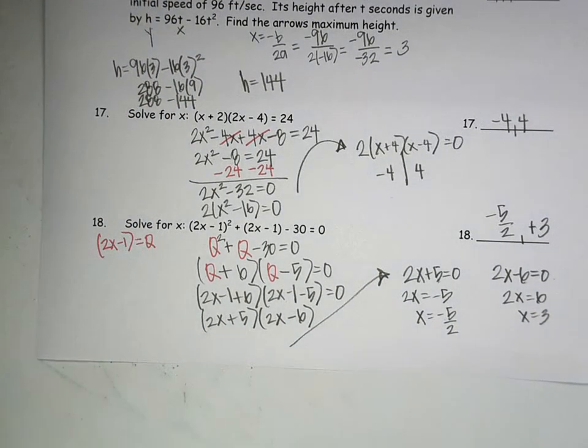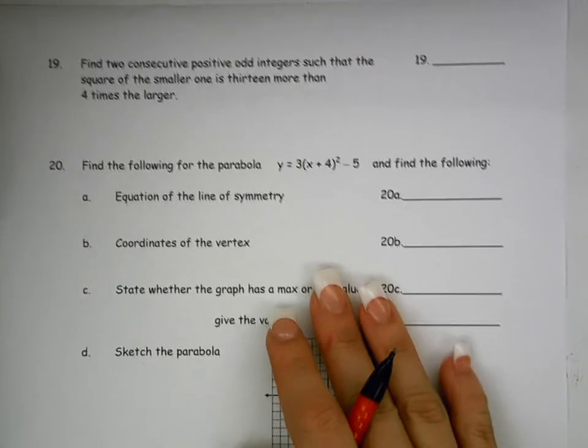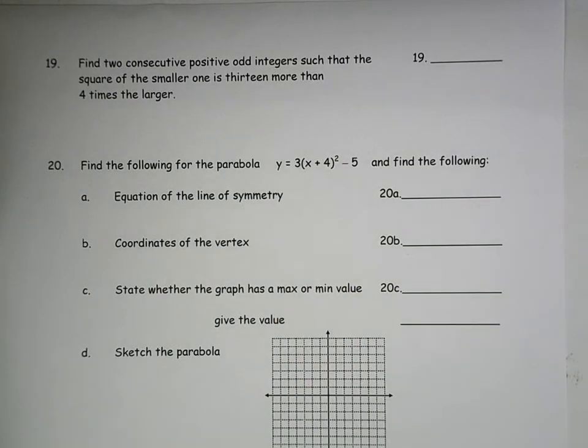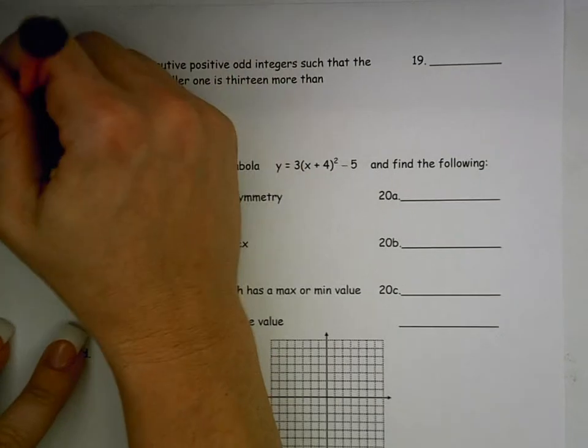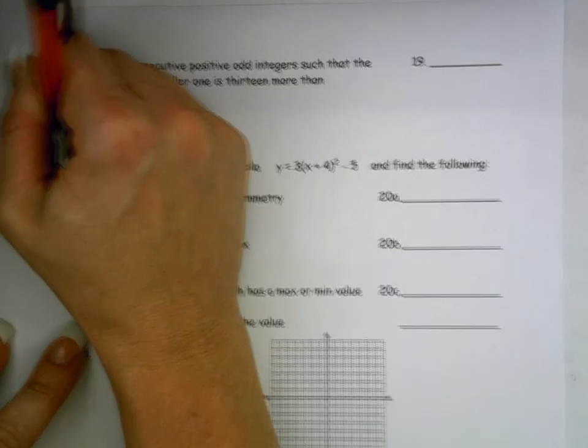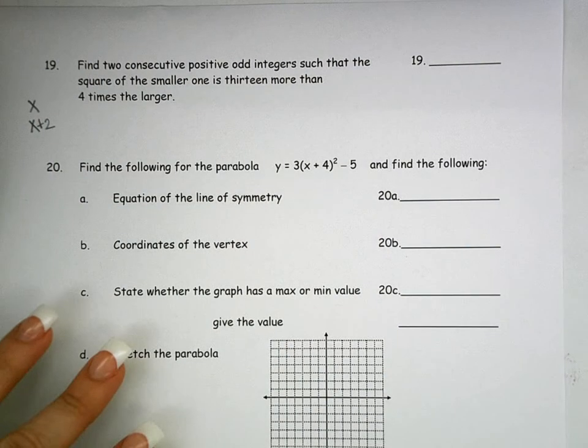Okay, we're almost done. Last page. Number 19 says 2 consecutive positive odd integers. So we're going to have to use x and x plus 2. Anytime you see the word odd or even, you're counting by 2's.